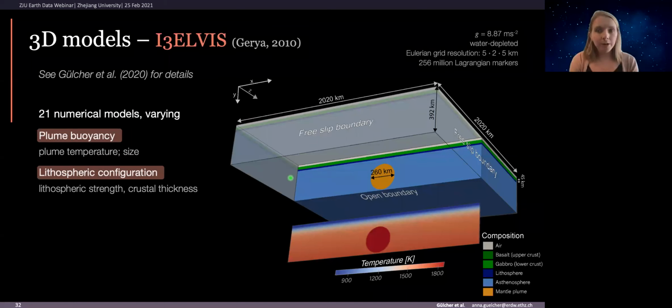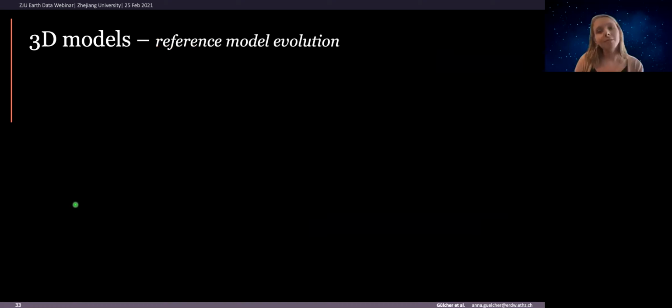And these models vary in their initial model setup in 2 main aspects. Basically, we varied the plume buoyancy or the lithospheric configuration. And the plume buoyancy is affected by the plume temperature or its size. And by the lithospheric configuration, we mean the lithospheric strength or the temperature profile of the lithosphere, but also the crustal thickness. And we all chose values that are considered appropriate for Venus, coming out of other studies on Venusian geodynamics. So I will now show the evolution of our reference model.